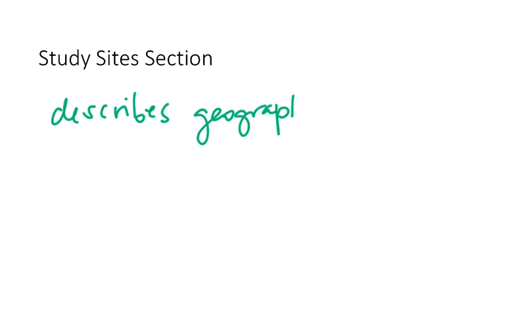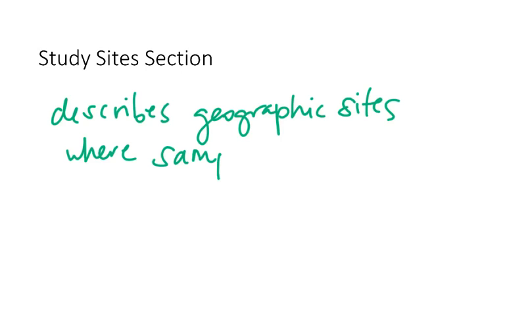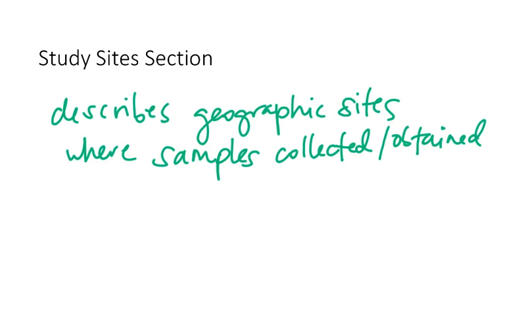So what should be in a study site section, or what is the purpose of this section? Really, what it's doing is it describes the geographic sites where samples were collected or obtained from. All right, so that's generally what information is contained within this study site section. What specifically should you include in this section?